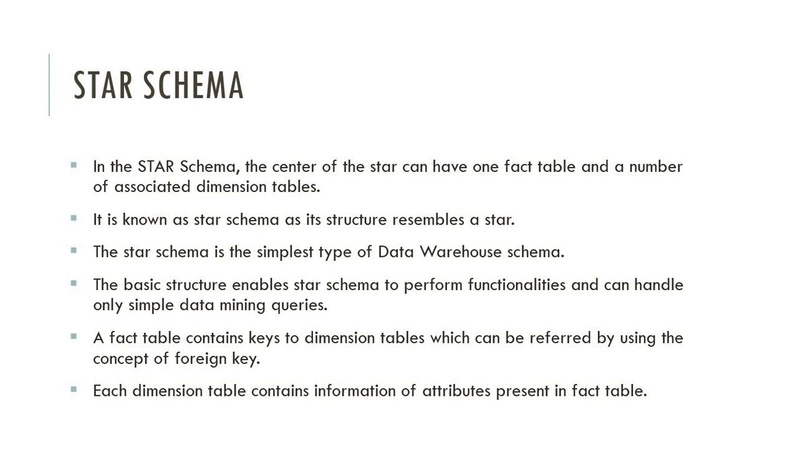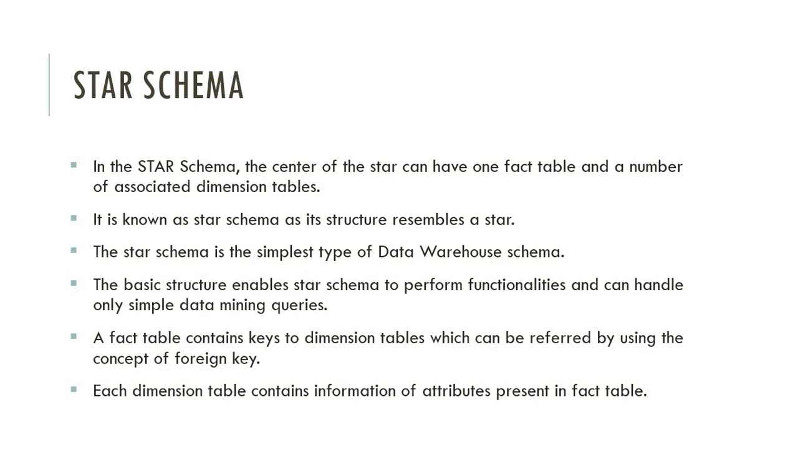which is located at the center, and the other dimension tables form the star design. The star schema is the simplest type of data warehouse schema. The basic structure enables star schemas to perform well, but they can handle only simple data mining queries. A fact table contains the keys to dimension tables, which are referred to using the concept of foreign key. Each dimension table contains the information of attributes present in the fact table.